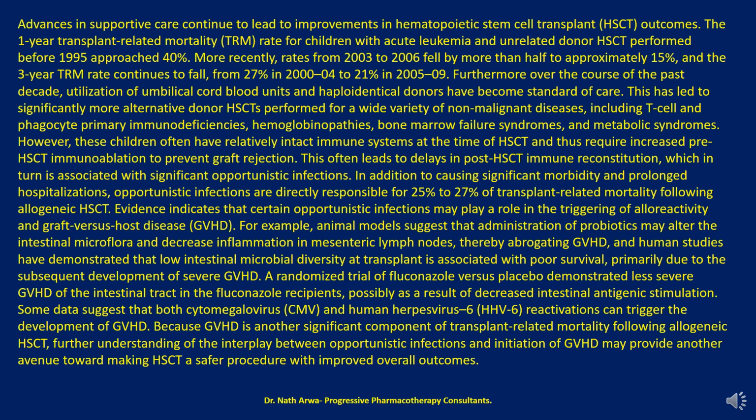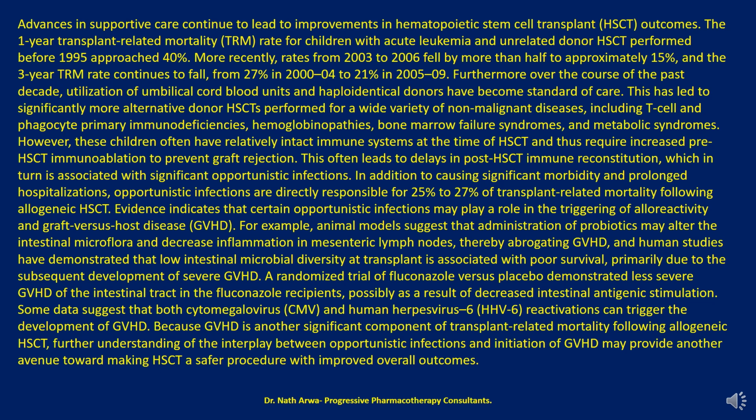Evidence indicates that certain opportunistic infections may play a role in the triggering of alloreactivity and graft versus host disease, abbreviated as GVHD. For example, animal models suggest that administration of probiotics may alter the intestinal microflora and decrease inflammation in mesenteric lymph nodes, thereby abrogating graft versus host disease. And human studies have demonstrated that low intestinal microbial diversity at transplant is associated with poor survival, primarily due to the subsequent development of severe graft versus host disease.